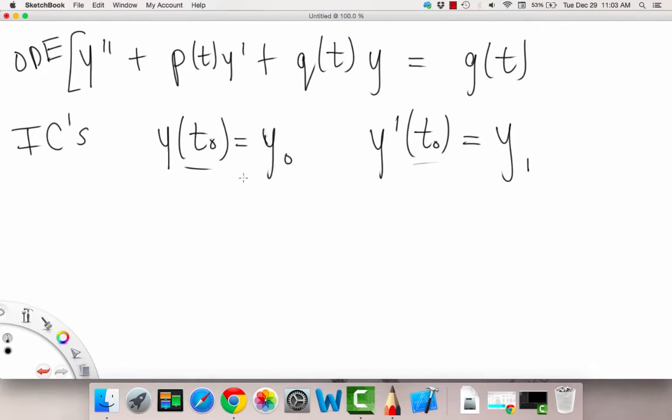That's the only difference which distinguishes the existence and uniqueness theorems for second order ODEs as opposed to first order ODEs.